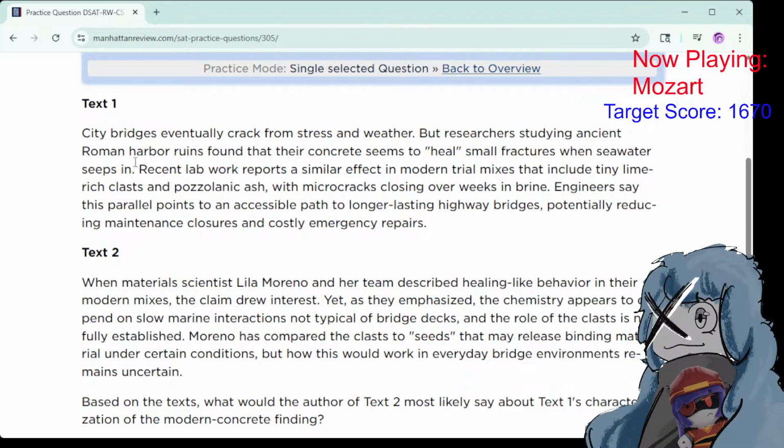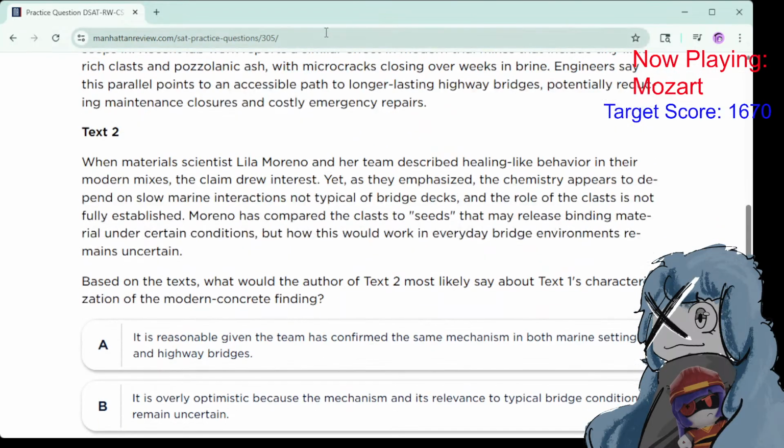But researchers studying ancient Roman harbor ruins found that the concrete seems to heal small fractures when seawater seeps in. Recent lab work reports a similar effect in modern trial mixes that include tiny lime-rich clasts and pozzolanic ash, with microclasts dissolving over time in brine. Engineers say this parallel points to an accessible path to long-lasting highway bridges, potentially reducing maintenance closures and costly emergency repairs.